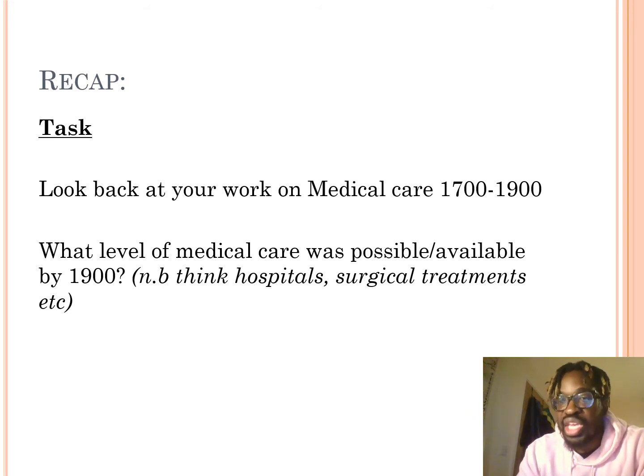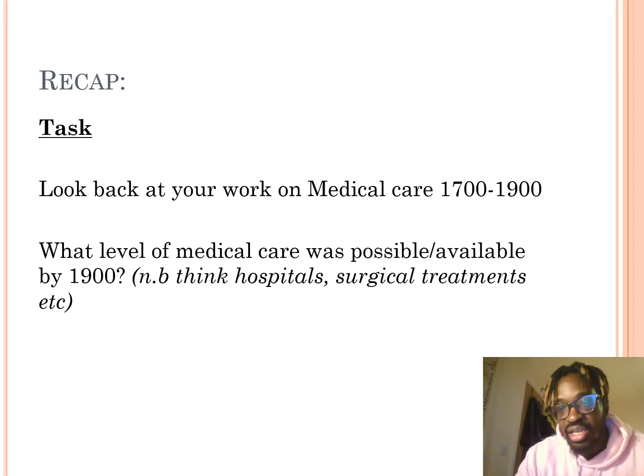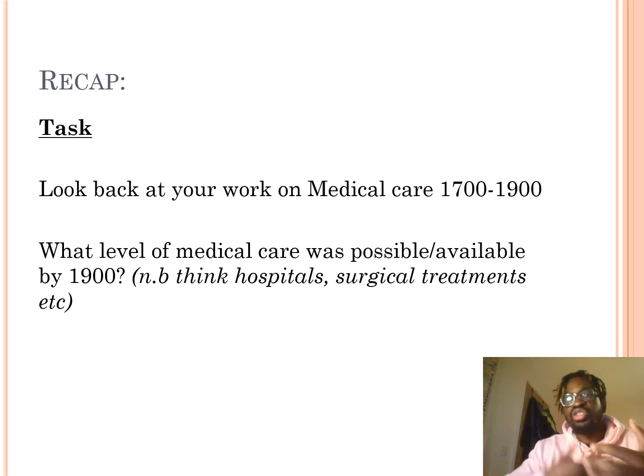So quickly just recap that in your mind, because we can't go forward in understanding the importance and impact of the NHS on public health in the modern era if we don't remind ourselves, well, how far had we got by 1900? What kind of care could you get in hospitals? What kind of surgical treatment could you get if you had to go into surgery? So just remind yourself about hospitals and surgical treatments, and just jot down, bullet points only, what type of medical care was available between 1700 and 1900.